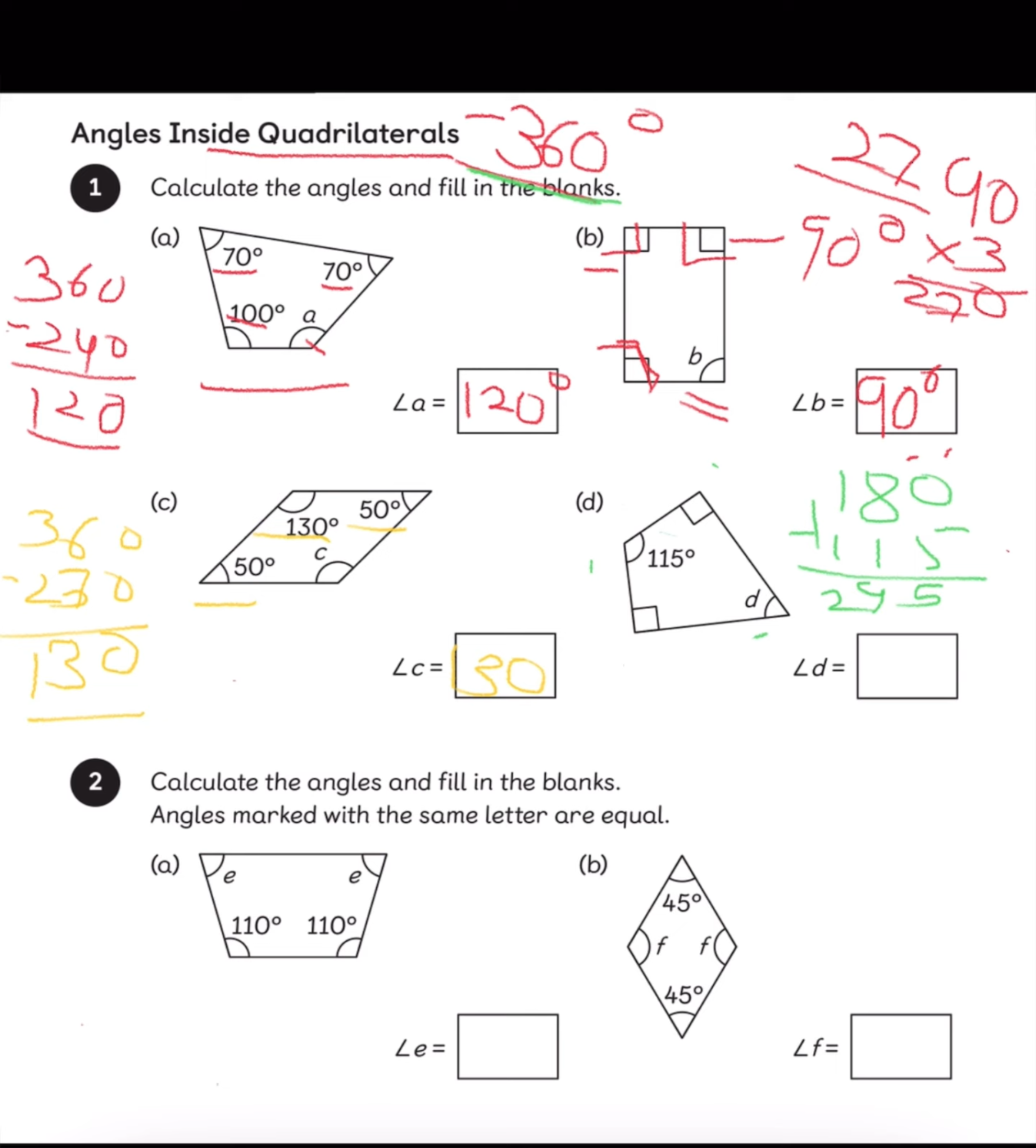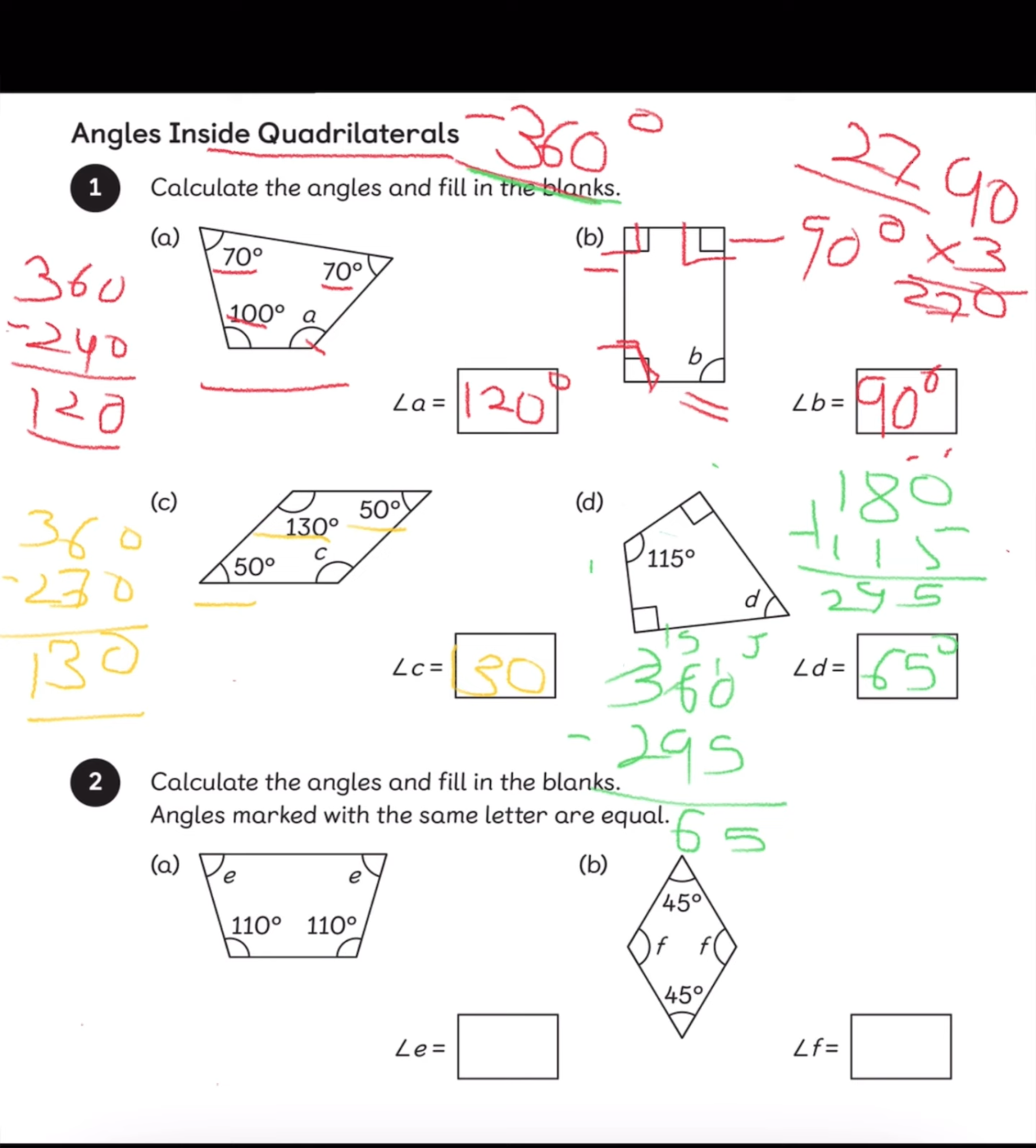So I have 360 degrees minus 295. So I have my 5. This becomes 5 again. Let me borrow and make it ten. So it becomes 15. 15 minus 6, 15 minus 9 is 6. Therefore, my angle D is 65 degrees. Right? Let's go to the next one.